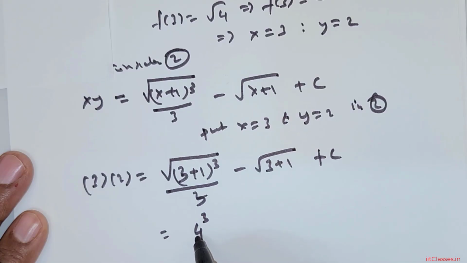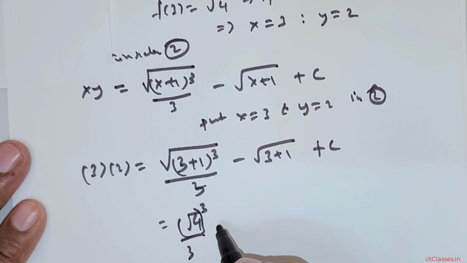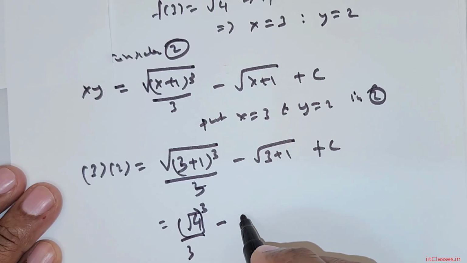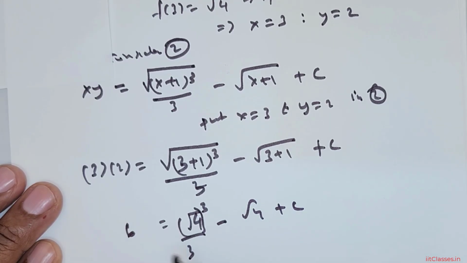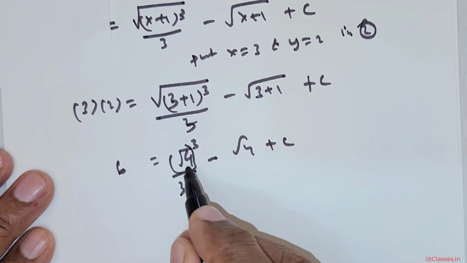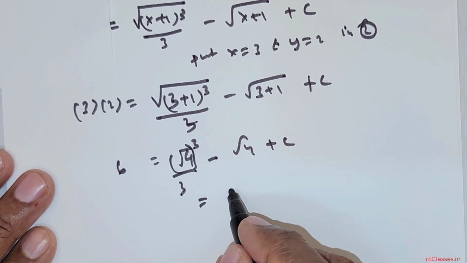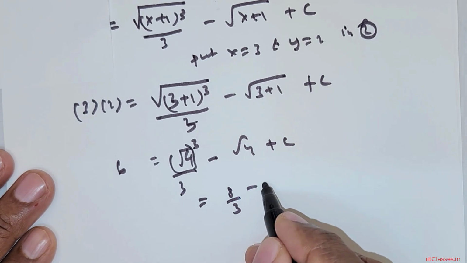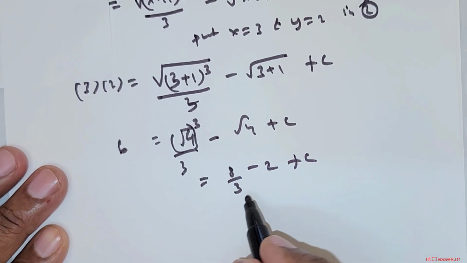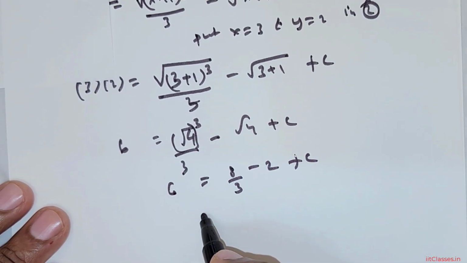So what I'm going to do is write it like this. I'm going to take the root first and then cube it. This is absolutely acceptable. Now this is going to be root of 4 plus c. This is going to be 6. So root of 4 is 2. 2 raised to the power of 3 is 8.